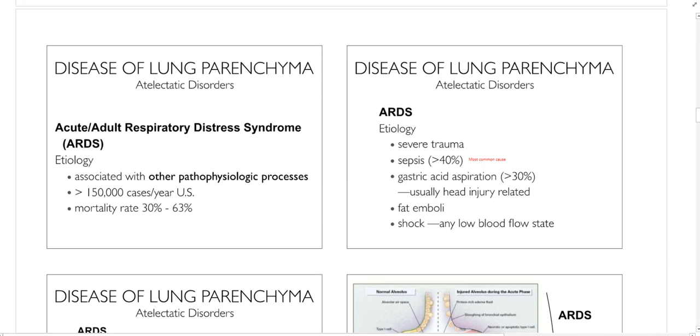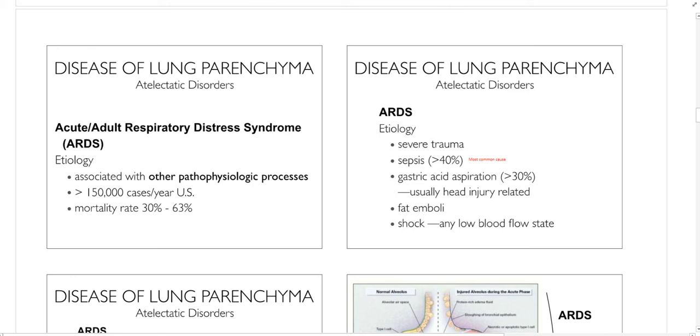So ARDS is a very severe syndrome, acute or adult respiratory distress syndrome. It normally comes from some other form of pathophysiologic process. There are actually a lot of cases per year, and the mortality rate is very high, 30 to 63%. The most common etiology is going to be sepsis, though severe trauma is very common, as is gastric acid aspiration.